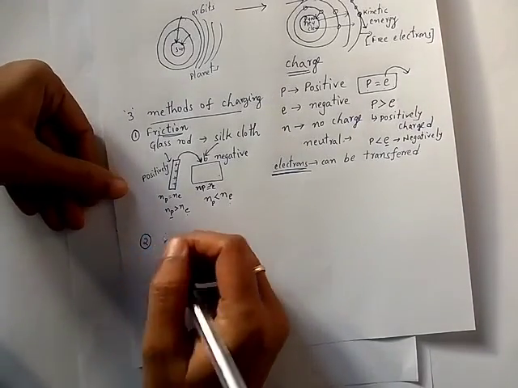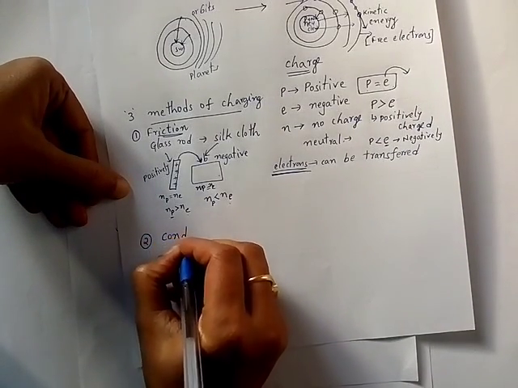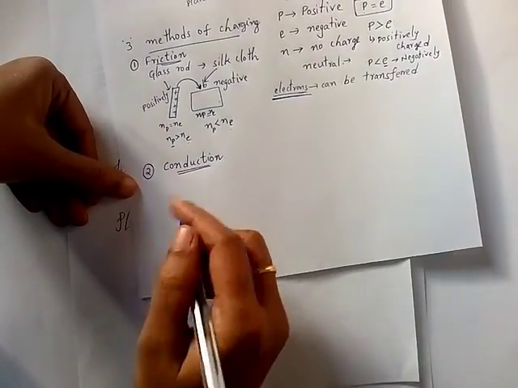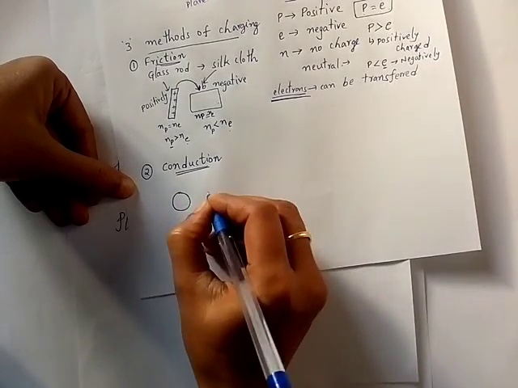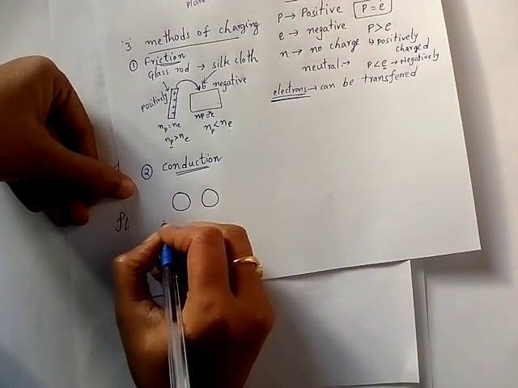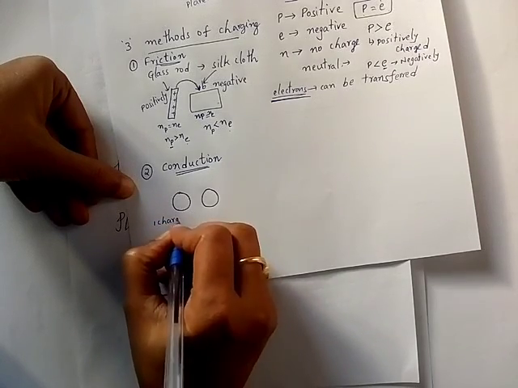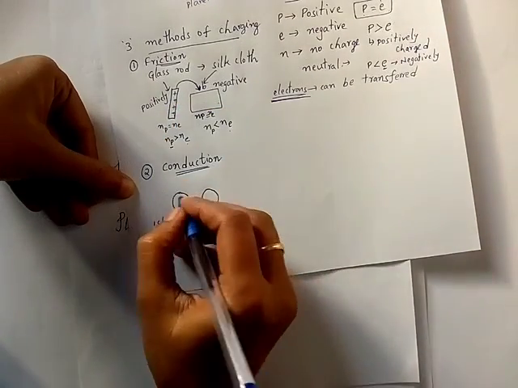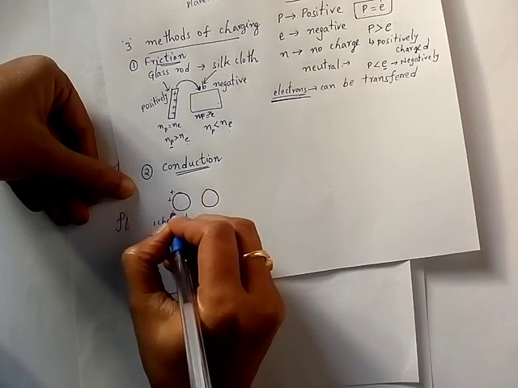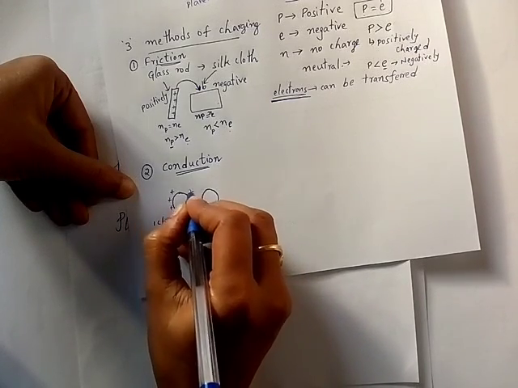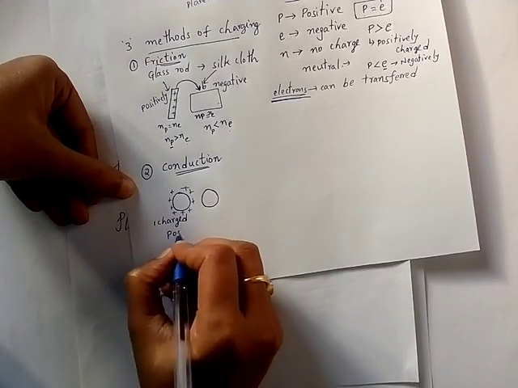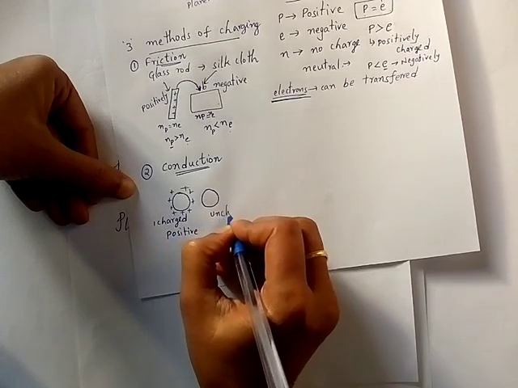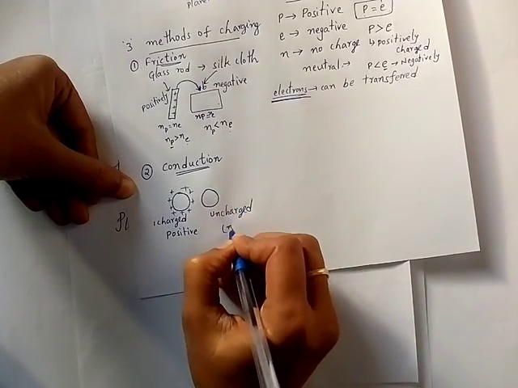So the second method is conduction. In this you have to take one charged body. For example, I'll just take this glass, so it is positive charge, isn't it? So I'm taking a positive charged body here, the one charged body which is positive, and the second one I'm taking is an uncharged or neutral body. This is neutral only.